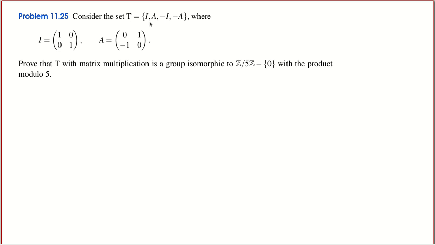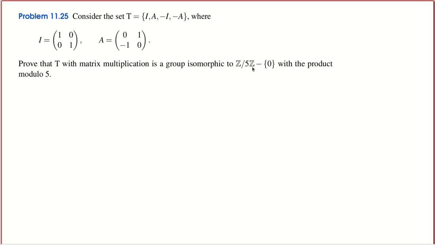Here we have a set which contains four matrices which are constructed from these two: the identity and this matrix that we call A. The group is I, A, negative I, and negative A, with the standard matrix multiplication. We have to prove that this is a group by proving that it is isomorphic to this other group, which we know for a fact is a group.